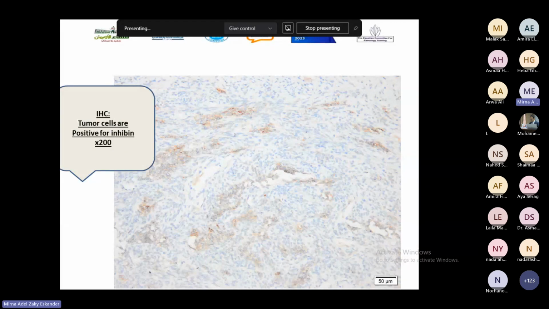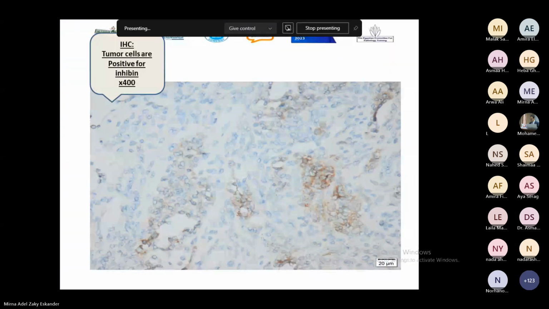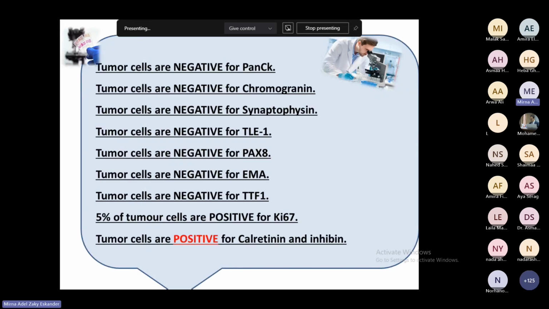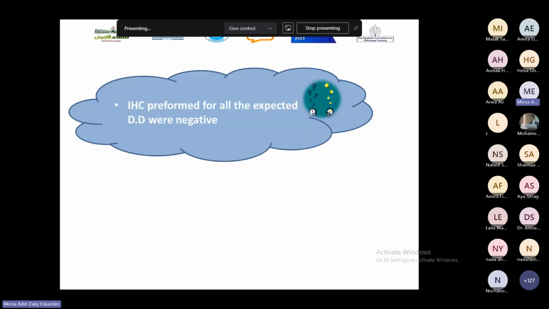We have done inhibin after that, which gave positive results for the tumor cells on the power 200, as we can see here. On going high power for the inhibin immunostaining, we can see the positivity of the tumor cells. So what we have here is tumor cells which give negative results for PAN-CK, chromogranin, synaptophysin, TLE1, PAX8, and TTF1, and 5% of tumor cells were positive for Ki67, and the tumor cells were positive for calretinin and inhibin. So immunohistochemistry performed for all the expected differential diagnoses was negative.